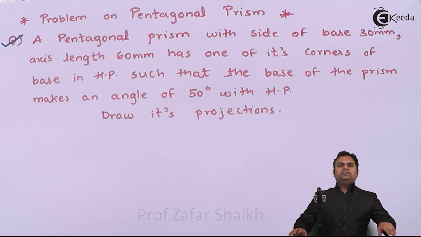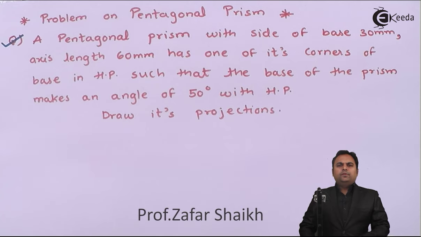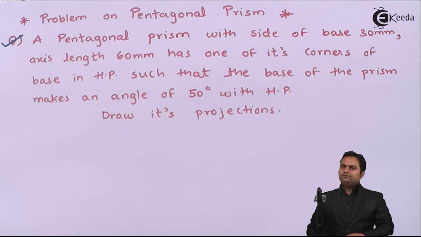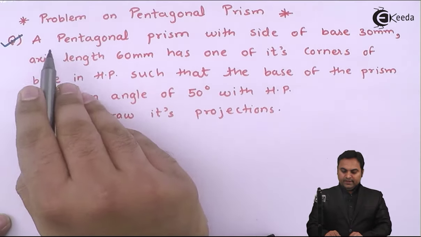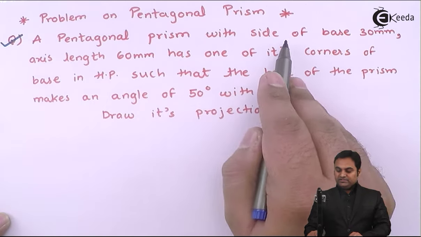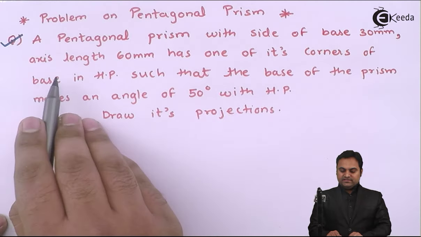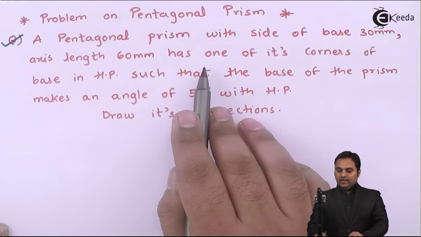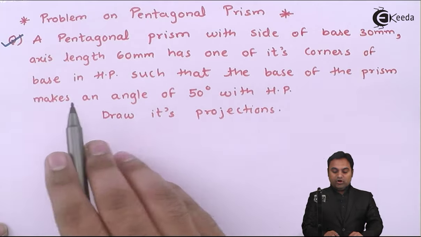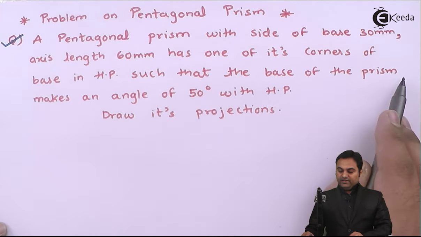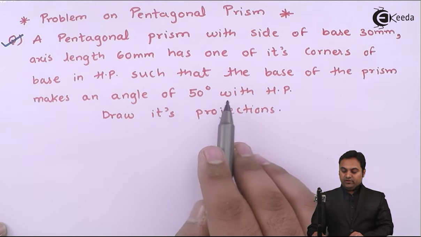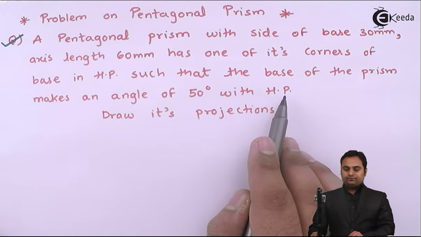Hello friends, here in this video we are going to see a problem on pentagonal prism. Here is a question. A pentagonal prism with side of base 30 mm, axis length 60 mm has one of its corners of base in the HP such that the base of the prism makes an angle of 50 degree with HP.